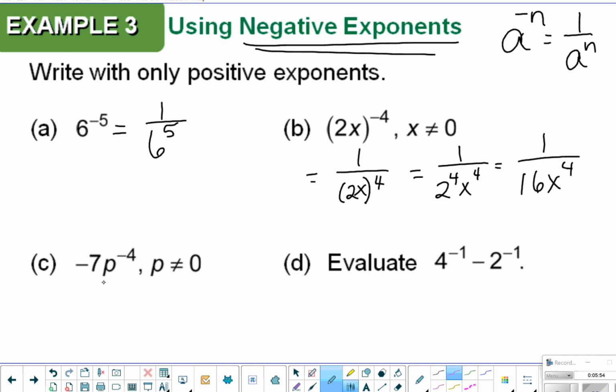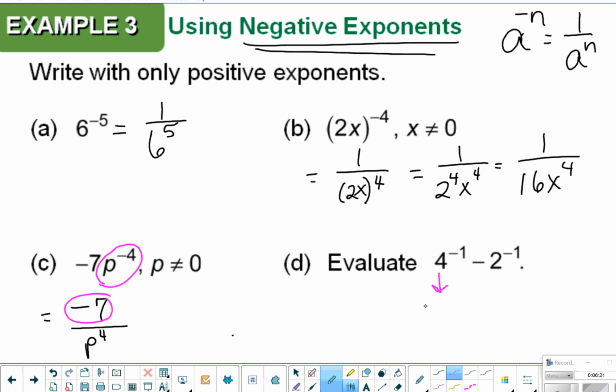On letter C, the only thing to the negative 4 power is p. So I'm going to keep the negative 7 as a numerator, and the p with the negative exponent shifts to the bottom. Don't take the negative 7 down below with it, because it doesn't have a negative exponent. It is just a negative number, like negative 7.